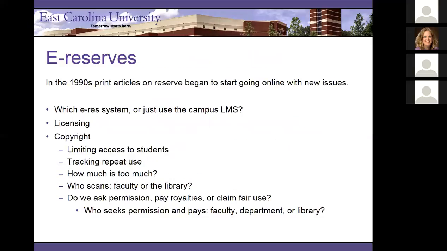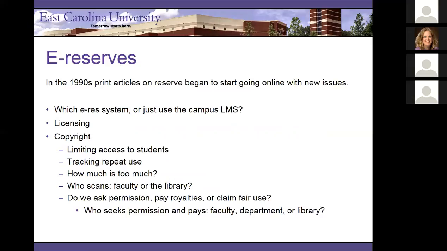Of course, what did change with course reserves was e-reserves in the 1990s, and especially in the 2000s. The print articles that were kept on course reserve began to be put online, and that brought up a lot of changes that we're still reeling with today. Do we have an e-reserve system, or just use the learning management system of the university, like Blackboard, which we use at ECU? It brings up questions about licensing. Are we allowed to use the electronic resources content that we have in course reserves? Most of them allow it, some don't, and so we have to watch that.